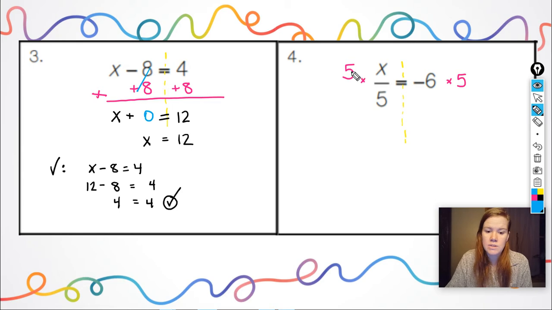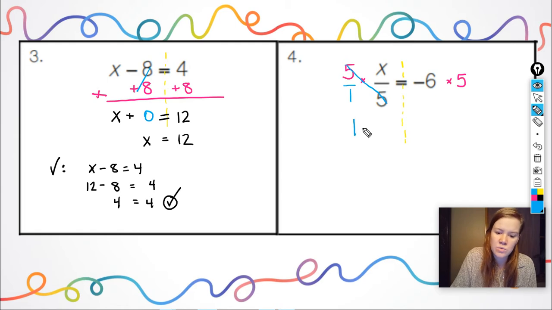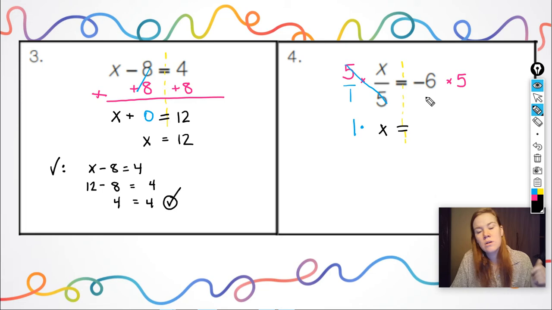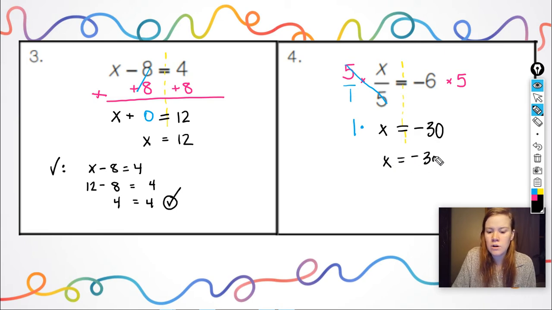Okay, so what happens? You don't have to write this out every time, but let me just show you. What you have is 5 over 1. So when you have 5 times something that's being divided by 5, these are going to cancel out to a 1. 5 over 5 is just 1. So you have 1 times x equals negative 6 times 5. So it's 30, but then it's negative. So we have x equals negative 30.